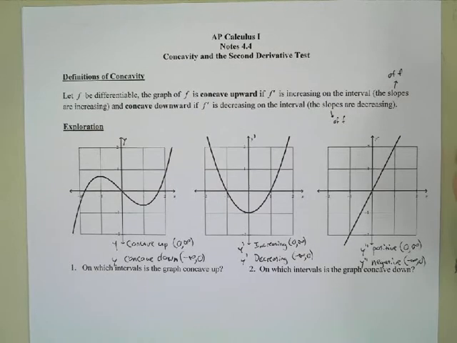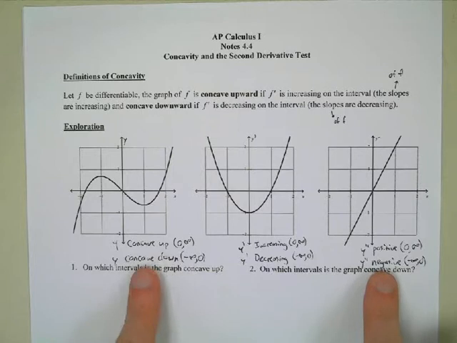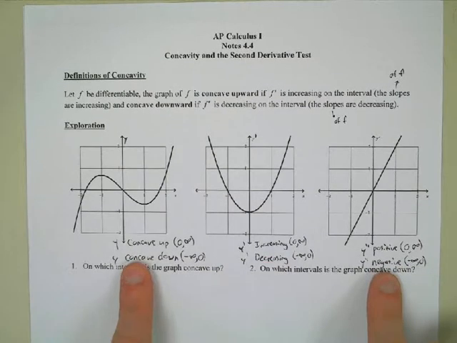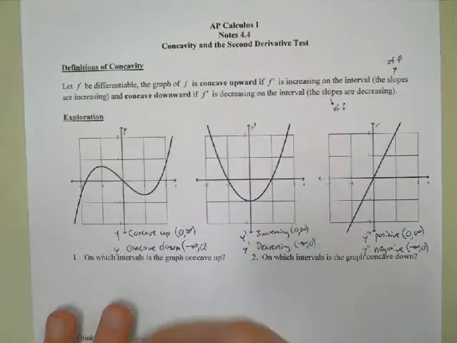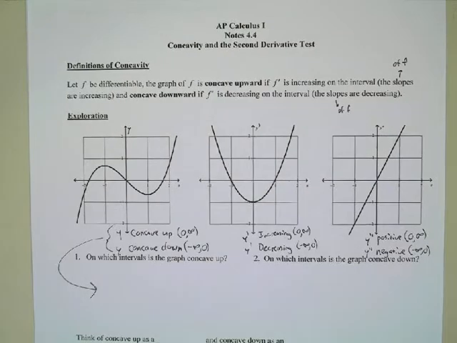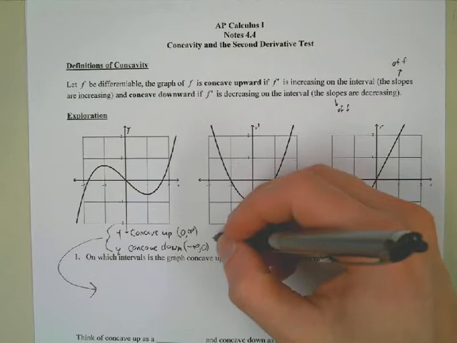So here we're relating the original function and its derivative. Here we're relating the original function and its second derivative to get the concavity. Okay? So on which intervals is the graph concave up? Well, I already kind of answered that here, so I'll just put it right in there. And I also answer that right here as well. I guess I should have just done this is concave up, this is concave down.